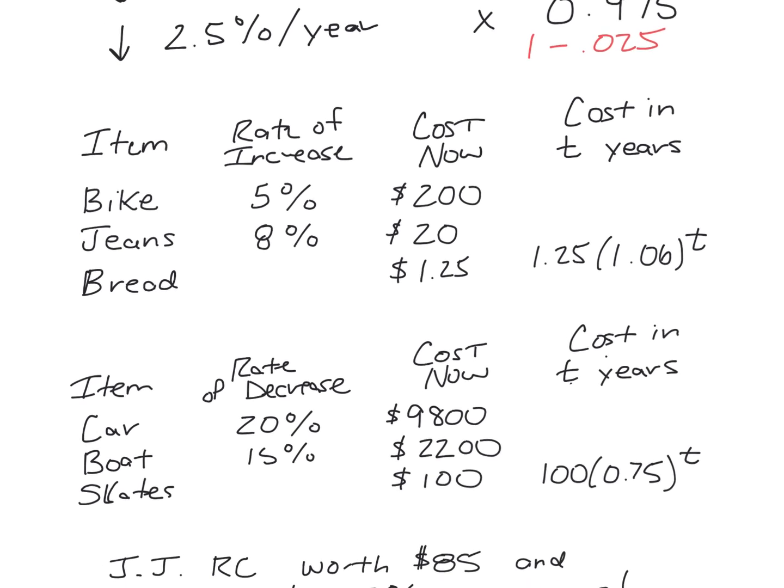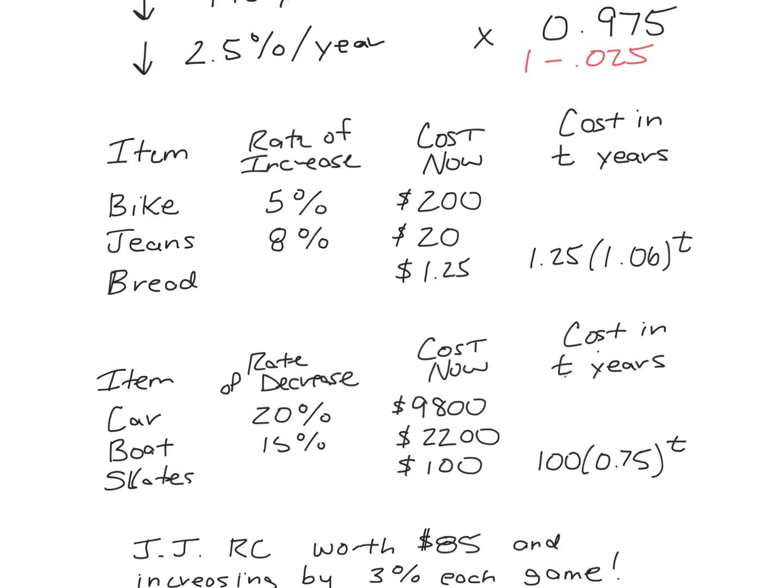So some examples here. Let's say I have a bike. Its rate of increase is 5%. Its cost right now is $200. So I would take 200 times 1.05 to the t power. If I have a pair of jeans that's worth 20, that's my initial amount. I would multiply by 1.08, 8% plus 1 to the t power. Then you can see the bread example. It's worth $1.25 now. If I multiply by 1.06, that means this must be increasing by 6%. Taking away the 1, changing it back to a percent.